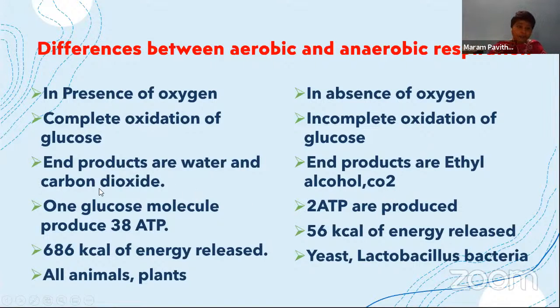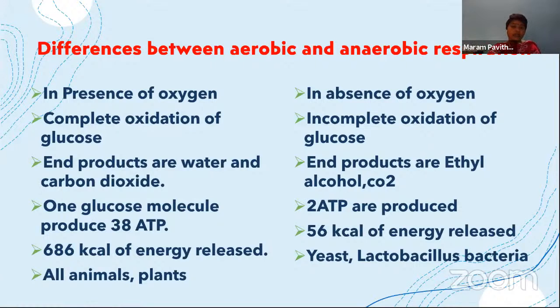Carbon dioxide. If one glucose molecule is oxidized in aerobic respiration, 38 ATPs we get. What happens here? 2 ATPs are produced only. That means a less amount of energy is produced here. Here, how much energy is produced in kilocalories?